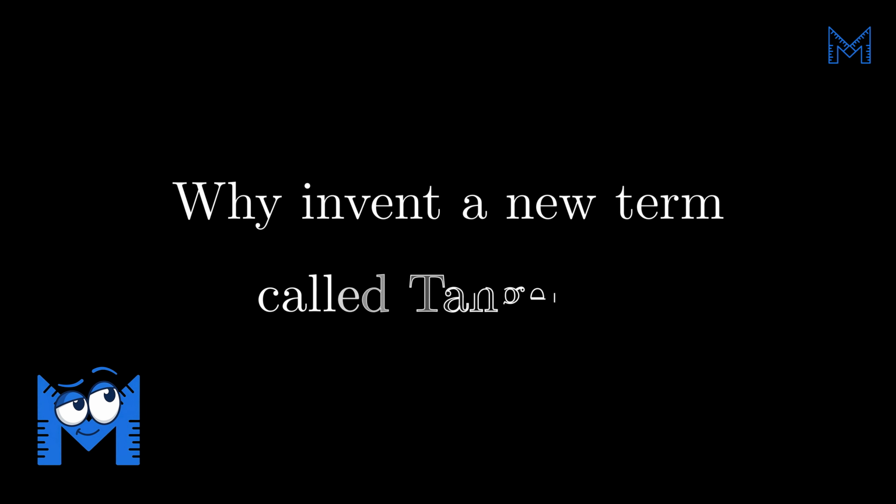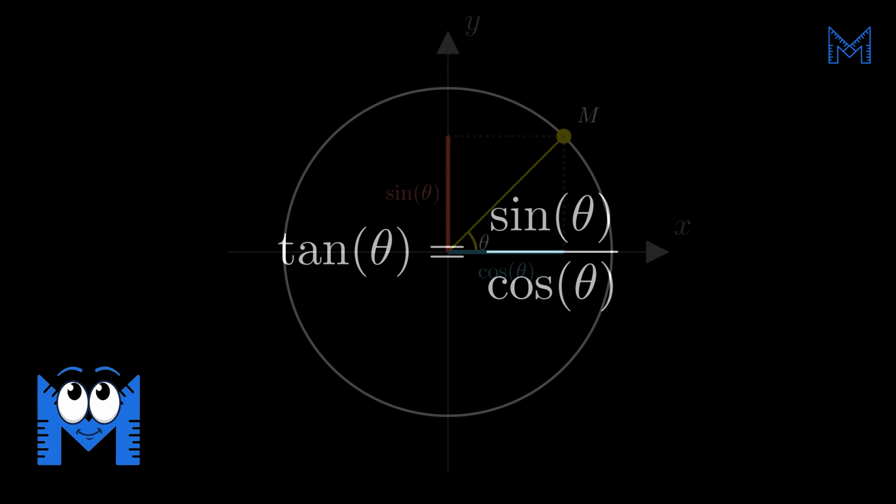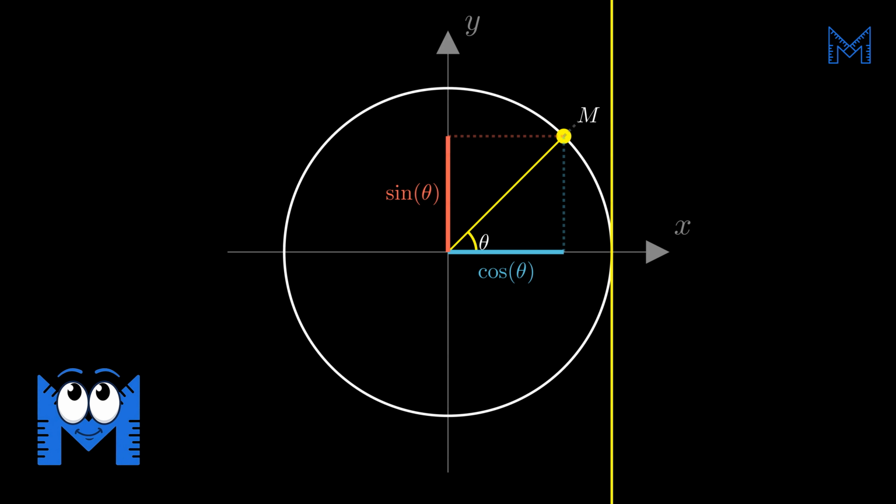Someone might ask, why invent a new term called tangent when we can simply take sine divided by cosine? The short answer? Efficiency and real-world practicality. Technically, yes, tangent is nothing more than the sine of theta divided by the cosine of theta. So at first it might seem unnecessary.